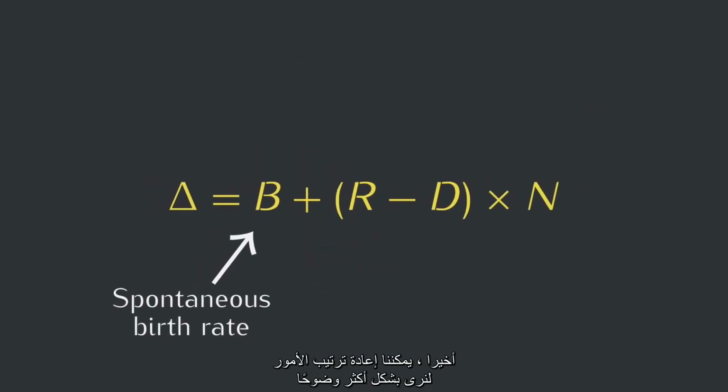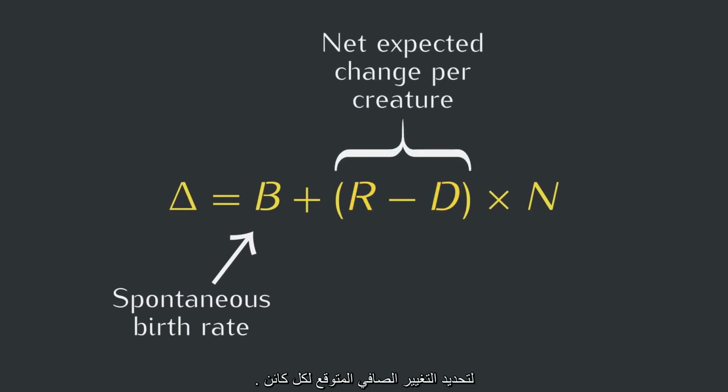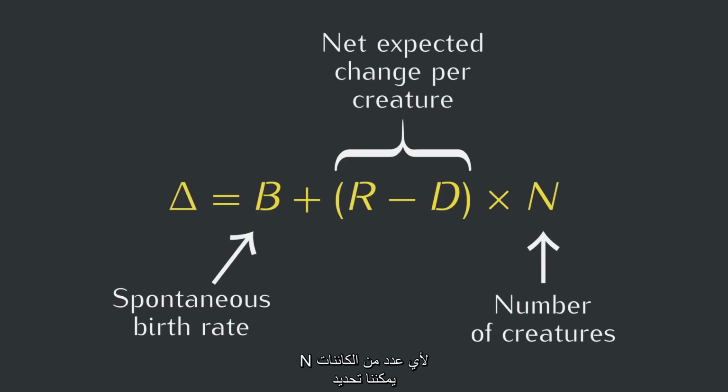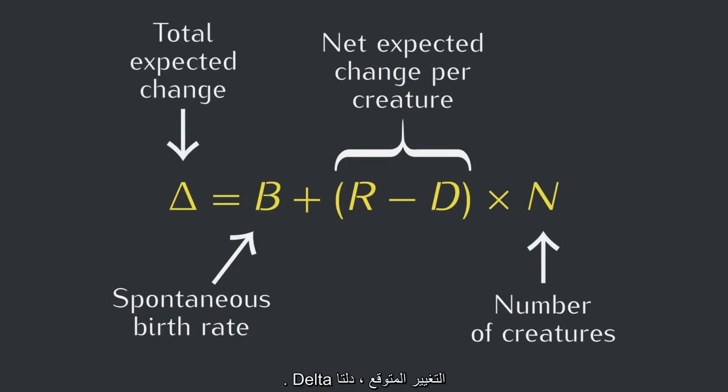Finally, we can rearrange things to see more clearly that the replication and death chances are competing to determine the expected net change per creature. This difference is going to have a big impact on the population. So now we have the expected change written as a function of the number of creatures. For any number of creatures n, we can determine the expected change delta.